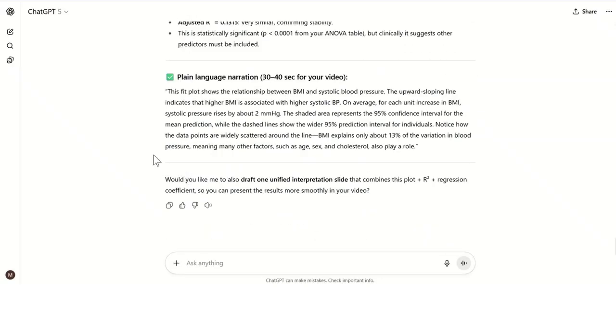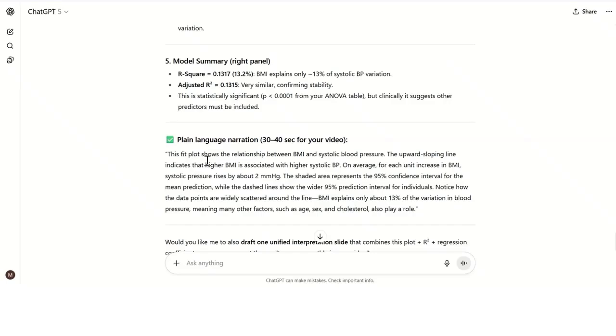So let's get to the bottom line. This fit plot shows the relationship between BMI and systolic blood pressure. The upward sloping line indicates that higher BMI is associated with higher systolic blood pressure. On average, for each unit increase in BMI, systolic blood pressure rises 2 millimeters of mercury. The shaded area represents the 95% confidence interval for the mean prediction, while the dashed line shows a 95% prediction interval of individuals. Notice how the data points are widely scattered around the line. BMI explains only 13% of the variation in blood pressure, meaning other factors also play a role.